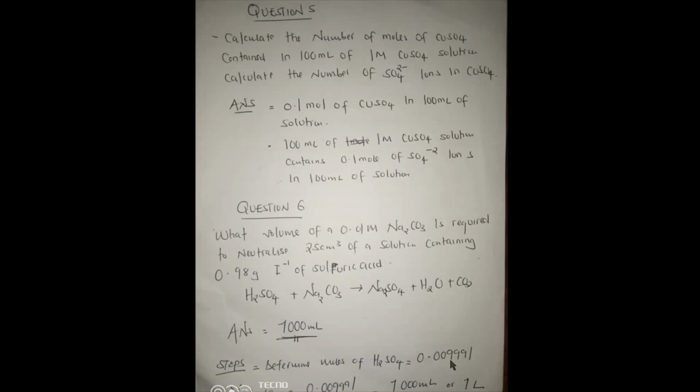So to determine the volume, you're just going to say volume is equal to number of moles over concentration, which is this one here. So you divide the number of moles by the concentration, and it will give you the volume, which is 1 liter or 1000 ml. All right.